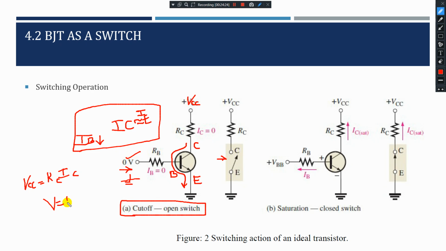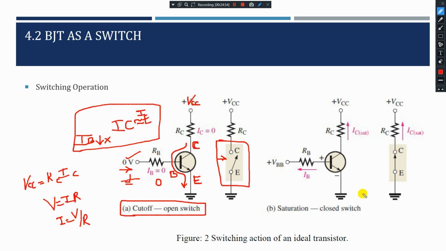V is equal to I into R, or I is equal to V by R. So when it comes to the input voltage here, when the input is 0, there is no voltage here, there is no connectivity between collector to emitter. So as you can observe here, the switch is off.